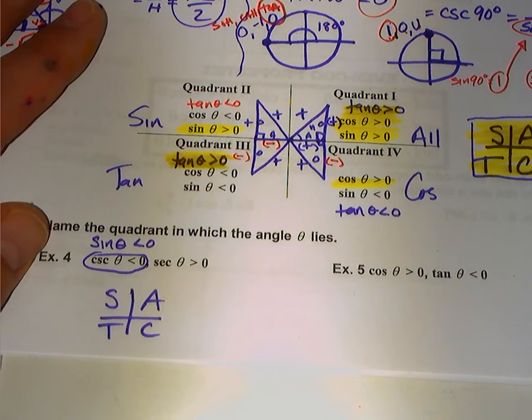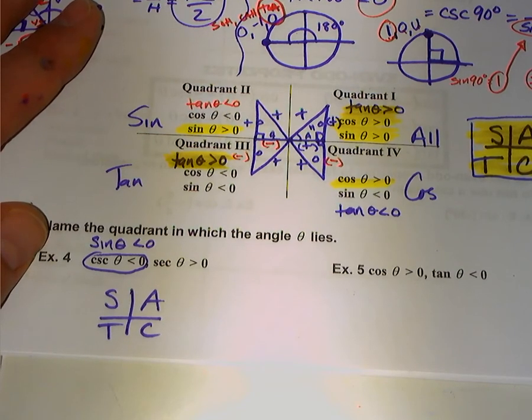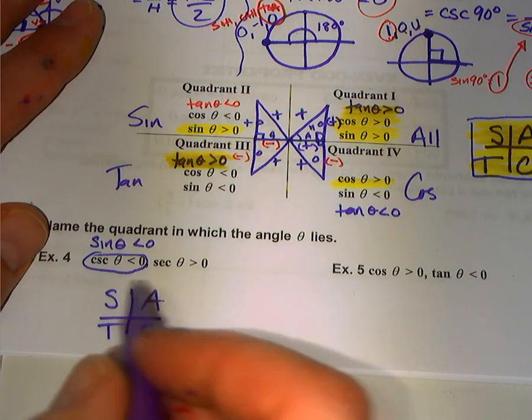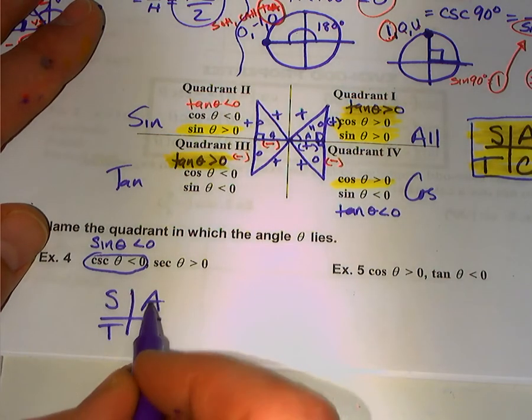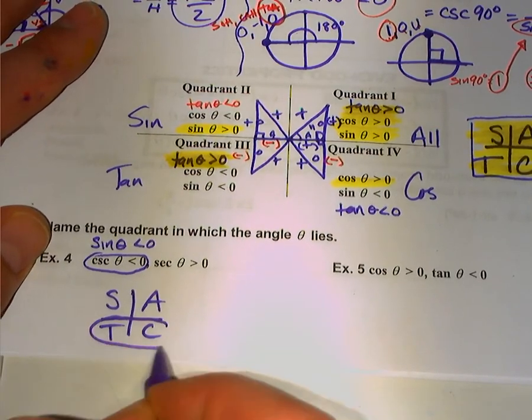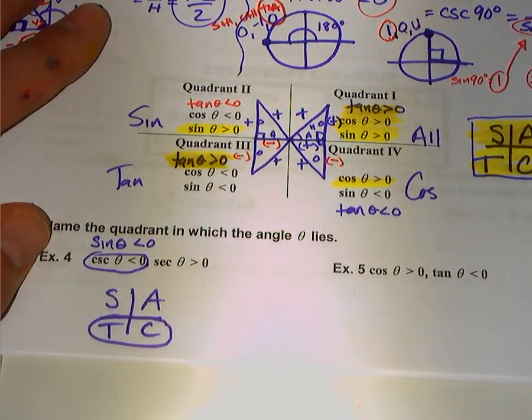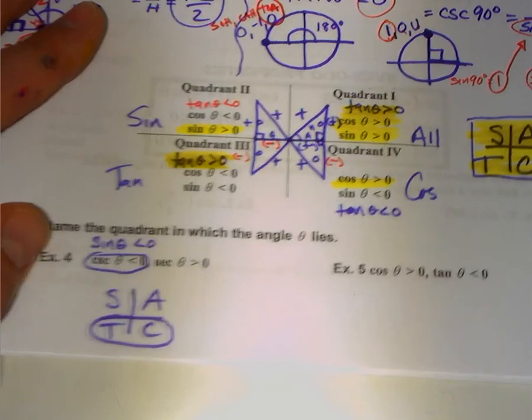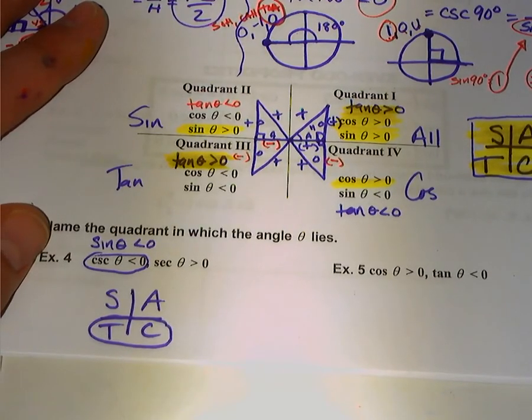Where is sine negative? Where is the opposite leg negative? Because hypotenuse is always positive. Diego, you got it? 3 and 4. Sine is positive here. All of them are positive here, and sine is positive here. So that means it's negative down here, where the opposite leg is negative. Very good. Okay, now we do the next one.